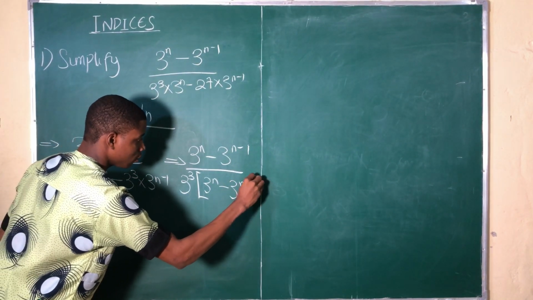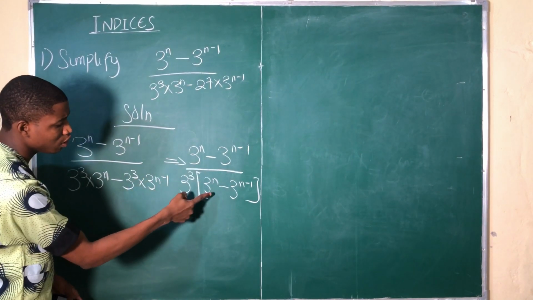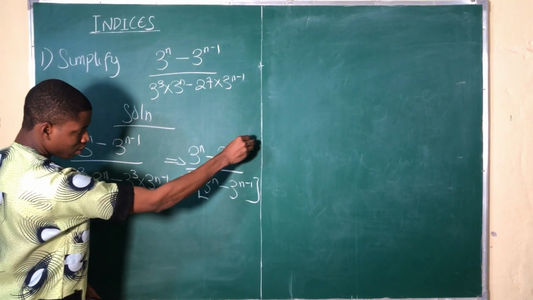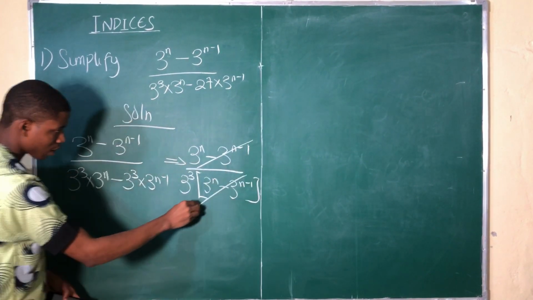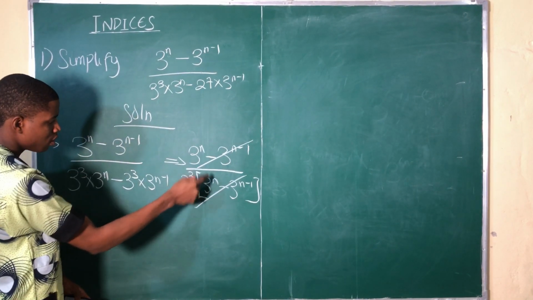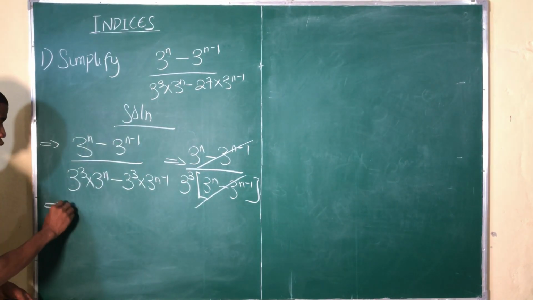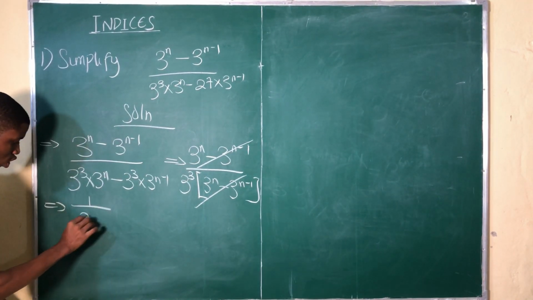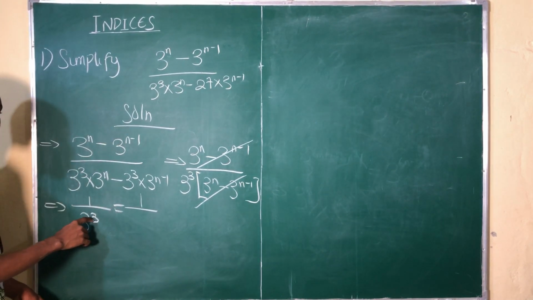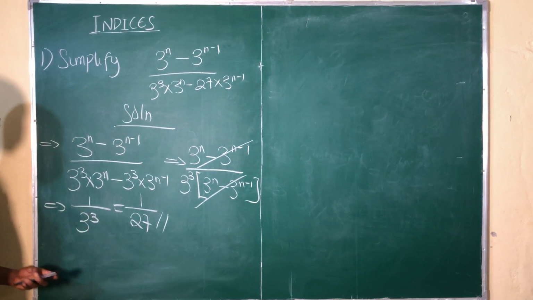If we, of course, divide this by this, we're going to be left with 3^(n−1). But now, take a look. The denominator and the numerator are looking alike, right? So we can quietly cancel this and cancel this out. So the process is easy. We have successfully made the denominator look like the numerator. So when we cancel that, we are left with 1 over 3 raised to power 3. In turn, 3 raised to power 3 is 27. So this becomes 1 over 27. So this is the concept of indices.